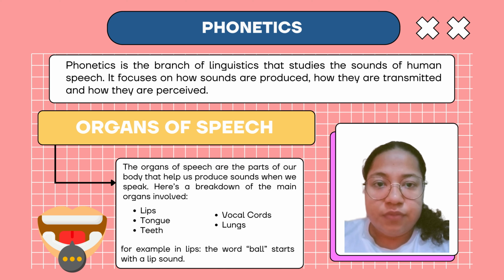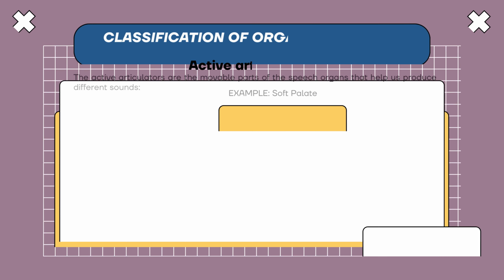Vocal cords. They vibrate for voiced sounds like the th in this, or stay apart for voiceless sounds like in s. Lungs. They provide the airflow necessary to speak. The air comes out and is shaped by the other organs to create sounds.